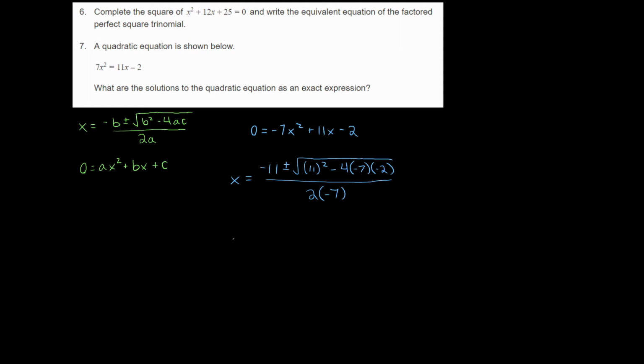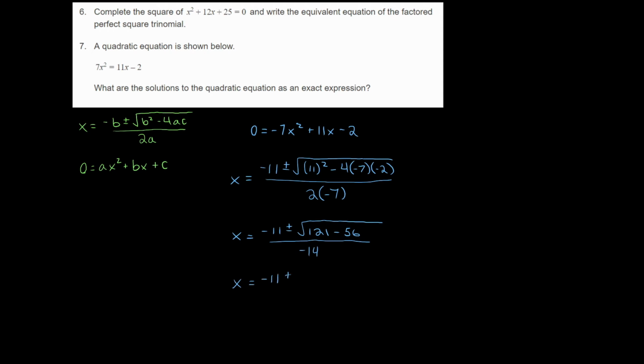Okay, now we just have to get to the matter of simplifying all this. Negative 11 plus or minus the square root of, let's see, 11 squared is 121 minus 4 times negative 7. 4 times negative 7 is negative 28. And negative 28 times negative 2 will be positive 56. So I'm subtracting positive 56. All of that over 2 times negative 7, that would be negative 14. Okay, it looks like we are almost done here.